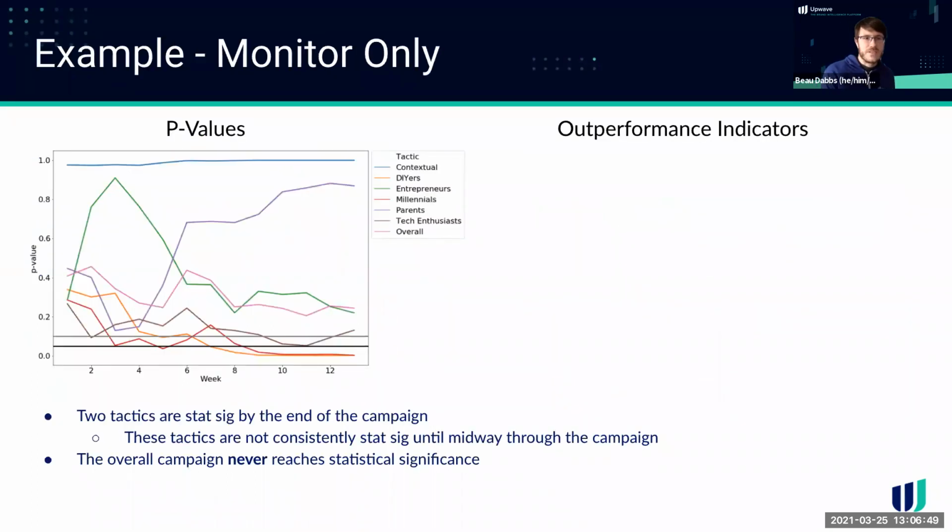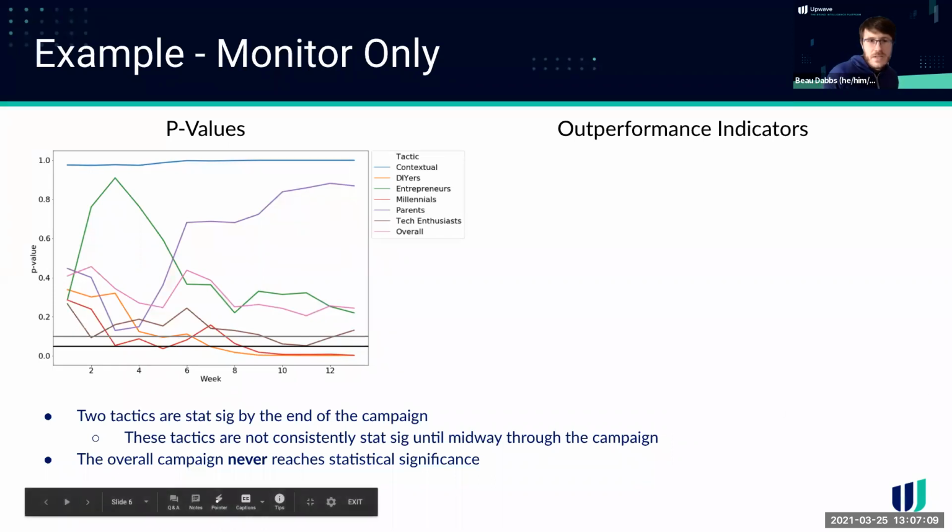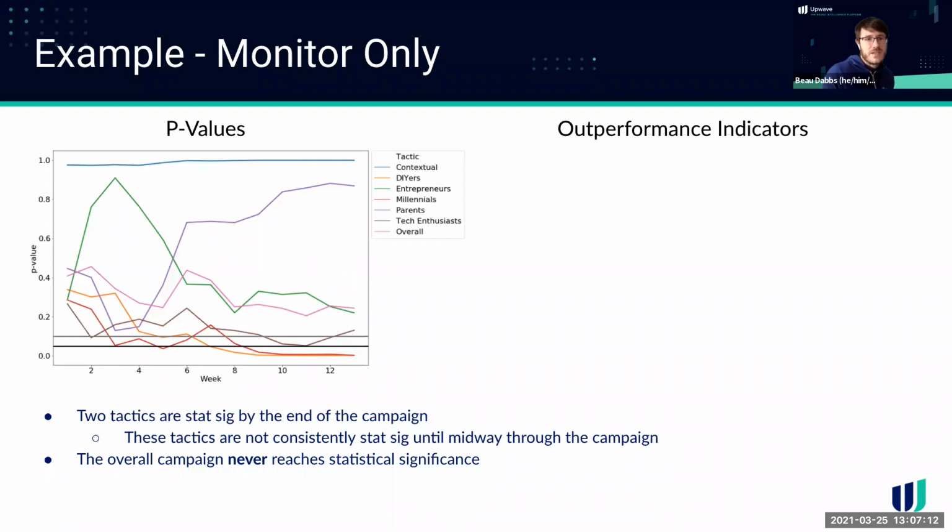So we're going to start with the monitoring condition. If we look at the traditional metric, which is p-values, we can see how statistical significance of the tactics changes over the course of the campaign. In this plot, the y-axis is the p-value for each tactic, and the x-axis shows the weeks of the campaign. When a p-value drops below the gray line here, that would indicate that the tactic will be reported as stat sig at the 90% level. When it drops below the black line, it will be reported as stat sig at the 95% level. This corresponds to the p-value dropping below 0.1 or 0.05.